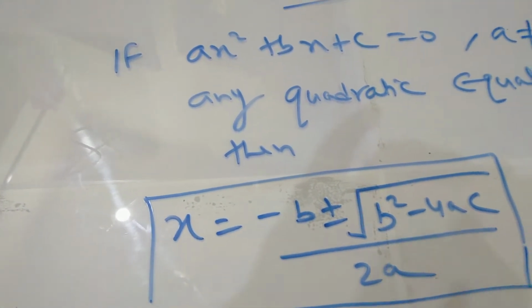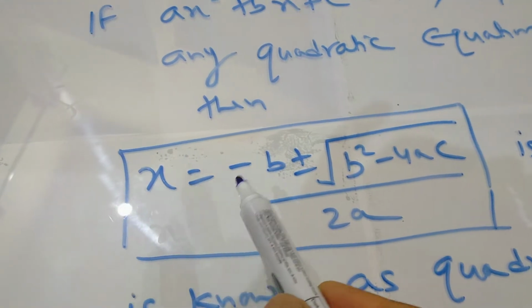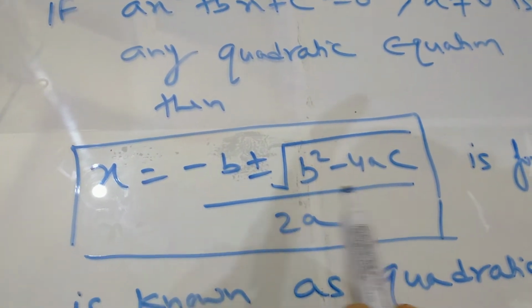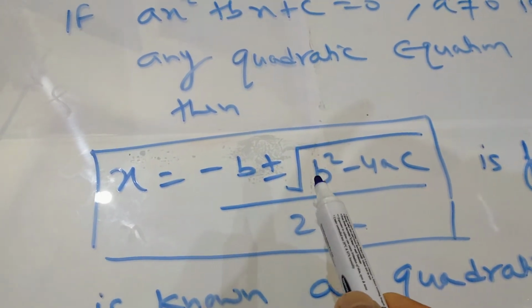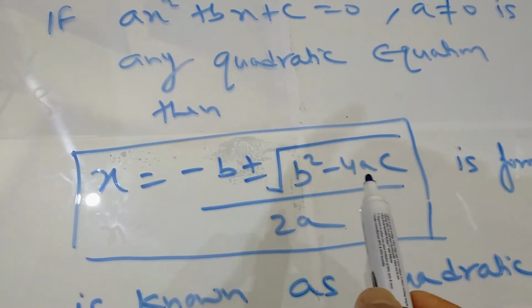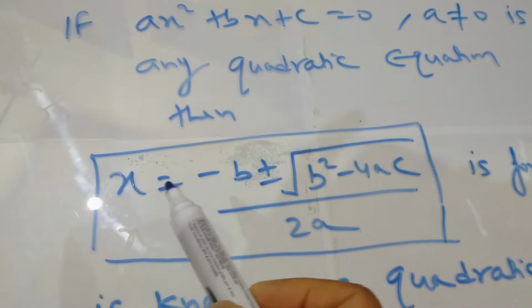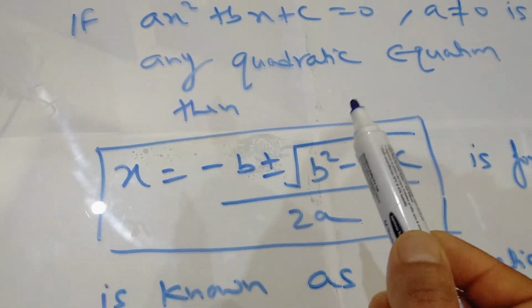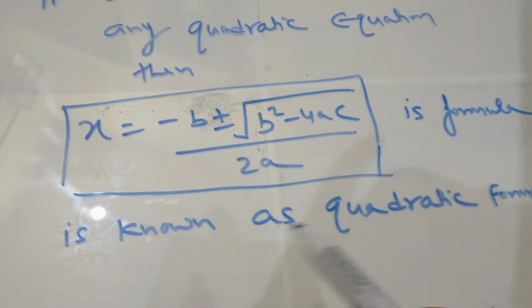This formula is known as the quadratic formula, where x is equal to minus b plus minus under root b square minus 4ac upon 2a. This b square minus 4ac is known as the discriminant. So this formula you have to use for solving any quadratic equation.